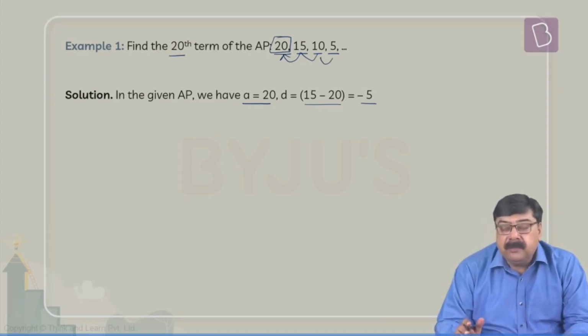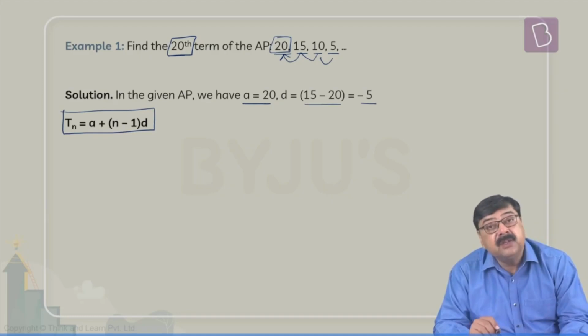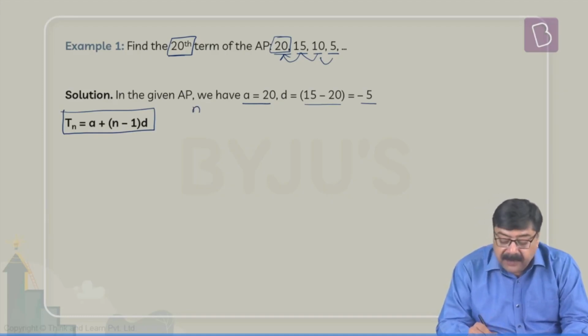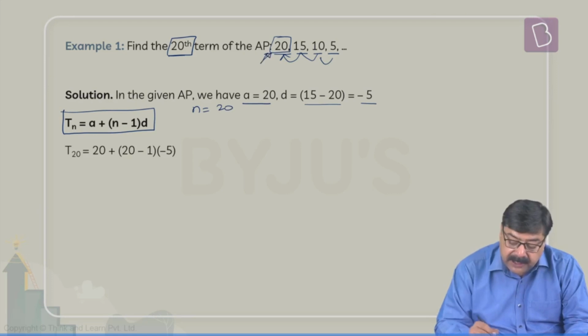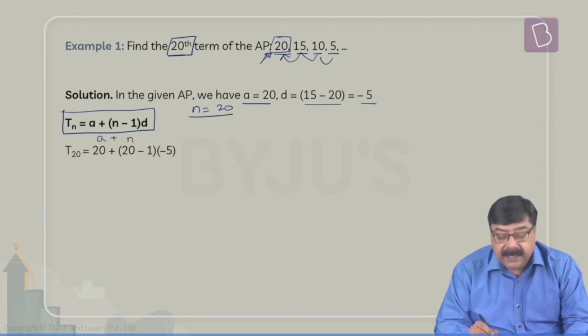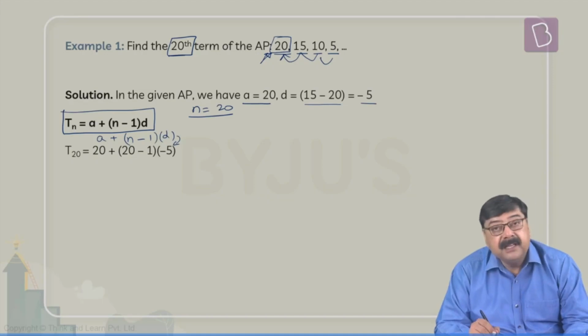So having found the common difference, we have to find out the 20th term using the formula Tn equals a plus (n minus 1)d. The value of n here becomes 20. The first term also is 20. So this is a, this is plus, this is n, that is 20 minus 1, into the common difference, that is minus 5 here.